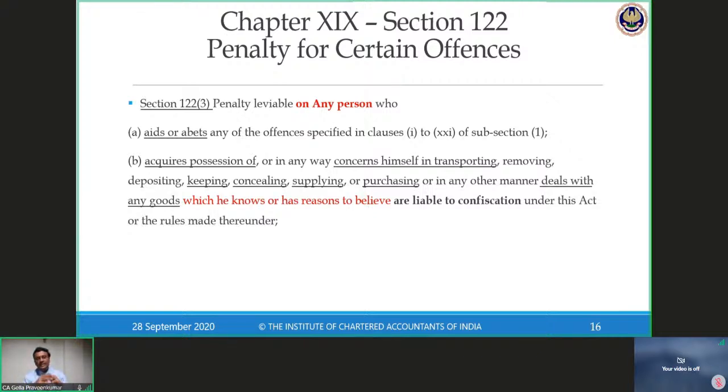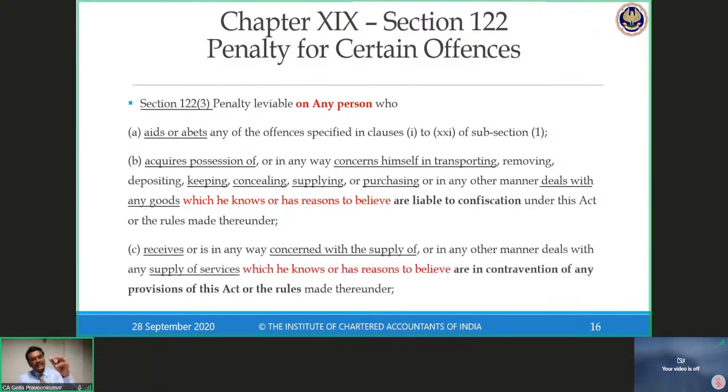Example, granite. There is a granite movement happening in a lorry or truck, where the lorry driver knows that this granite is being moved unofficially without any valid documents. He knows that if he goes through this particular road, there is a check post and someone will catch him, so he uses another alternate road to avoid the check post. All those people who acquire, possess, or concern themselves in transporting, removing, depositing, keeping, concealing, having reason to believe that these goods are liable for confiscation, if you are a party to that transaction as a transporter, you will also be held responsible under 122(3).